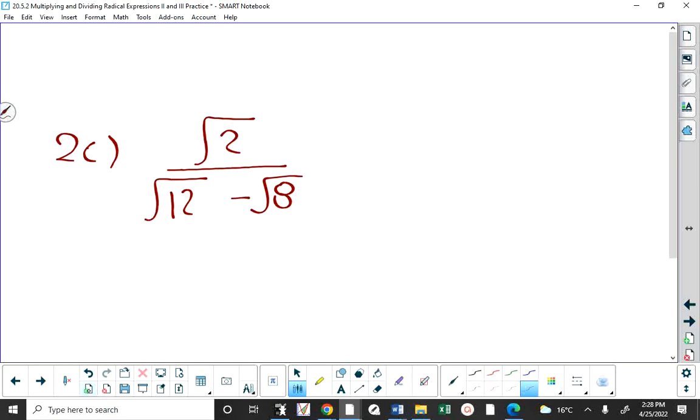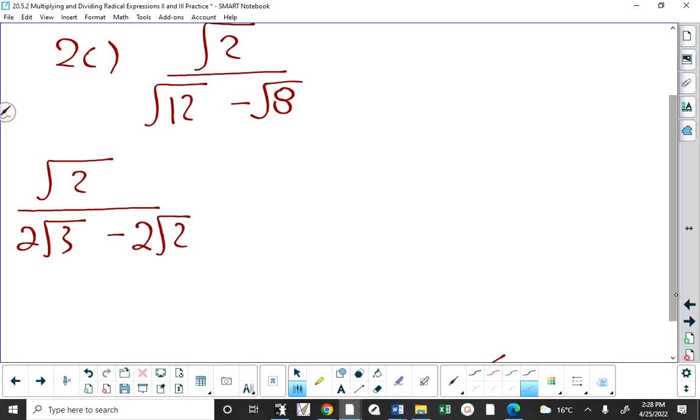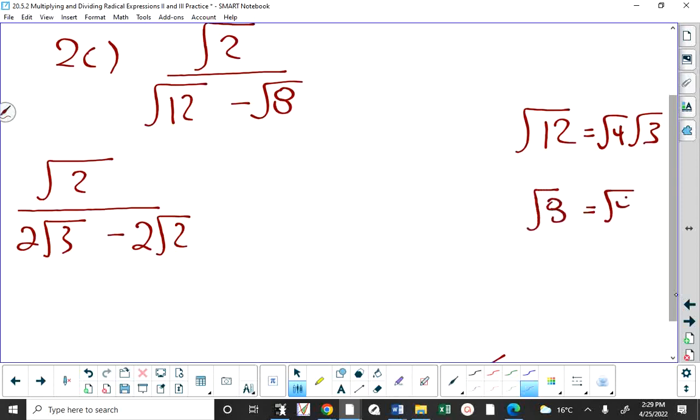I might be inclined, and I think this might have come across in one of the lessons that I recorded, I am a fan of simplifying radicals first. I think it makes it easier for me. So what I've done is I've said, well, what is root 12? It's root 4, root 3, and root 4 is 2. 2 root 3. What is root 8? Root 8 is root 4, root 2, and root 4 is 2, so it's 2 root 2.